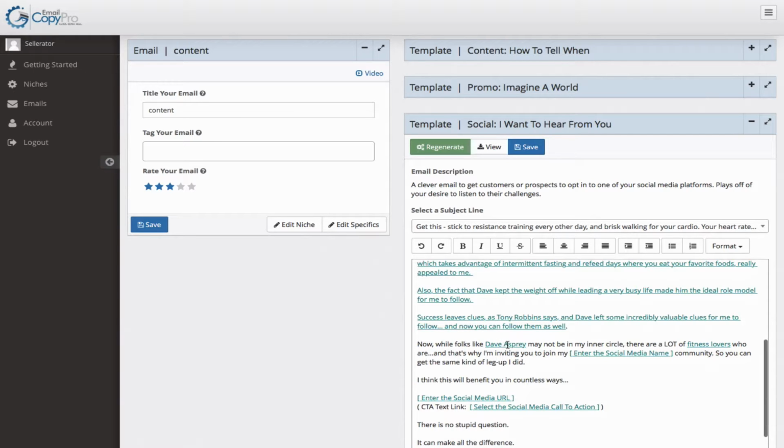Now, while folks like Dave Asprey may not be in my inner circle, there are a lot of fitness lovers who are. It's interesting that Dave actually is in my inner circle, but just in case I said someone super famous like Oprah, right? And the whole idea there is it's called positioning. You're positioning yourself alongside someone well-known or someone successful. Now, the role models work better when you use someone famous rather than my mom, for example. But it would work here. While folks like my mom may not be in my inner circle, that doesn't read as well as folks like Oprah or Dave Asprey or whomever. So you might want to consider entering more than one role model just in case you want to change it inside these emails.